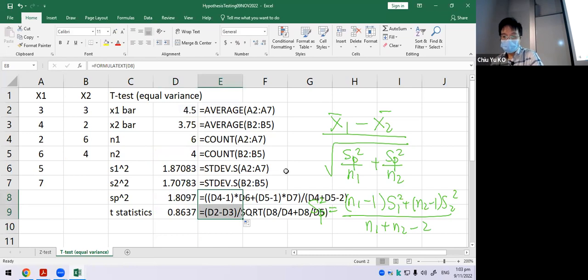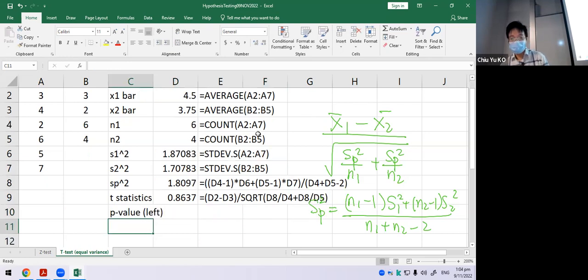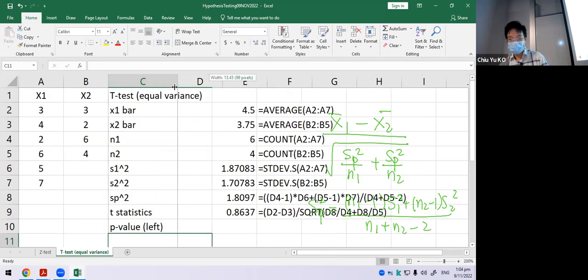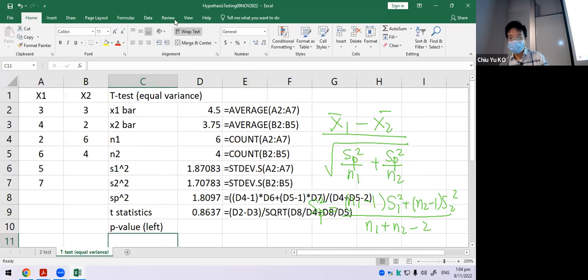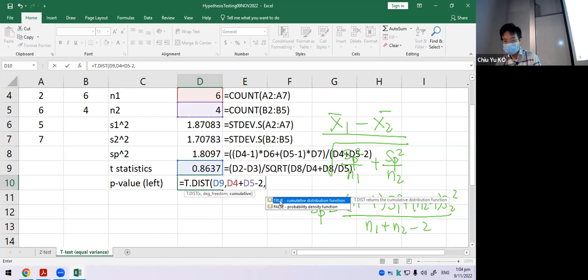If you want to check the p-value, you have to use the T.DIST function to go from the statistic to the p-value. How can we do that? For the left-hand side p-value, we use T.DIST, put this number there, and the degree of freedom is N1 plus N2 minus 2. Then you put true.